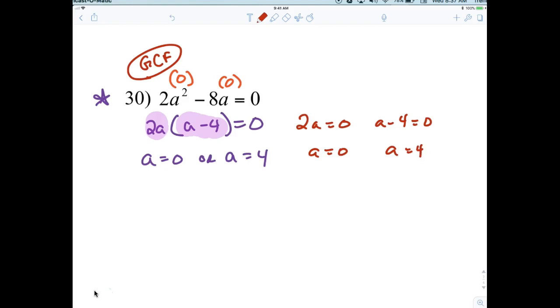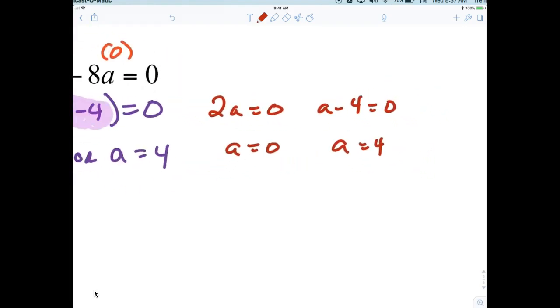Good for you. Oh, how does the 2a equals 0 just become an a equals 0? Because, again, I just tried to show you right there. Do you see? Solve that equation. 2 times what is 0? That's all you have to do. Come on, make yourself a note on that.